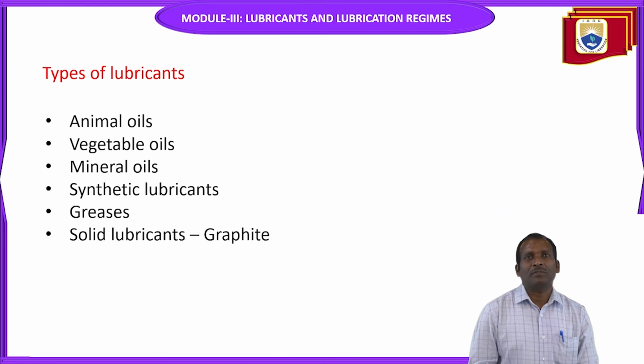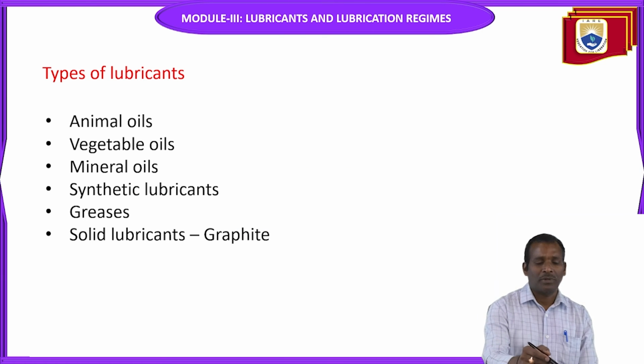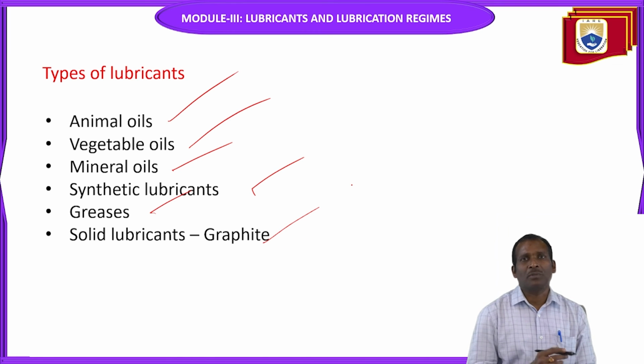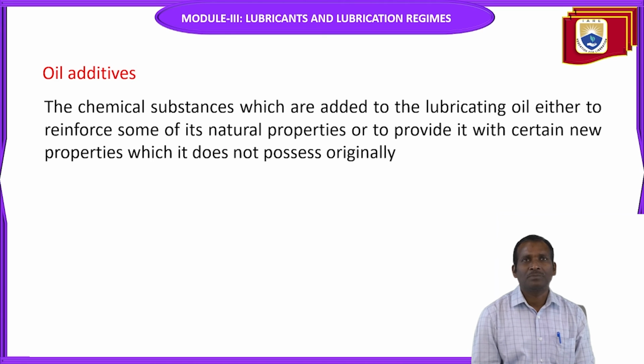So what are the types of lubricants? Many types of lubricants are there: animal oils, vegetable oils, mineral oils, synthetic lubricants, greases, and solid lubricants, for example graphite. So these are the types of lubricants. These lubricants have to be used according to the type of load and type of application.